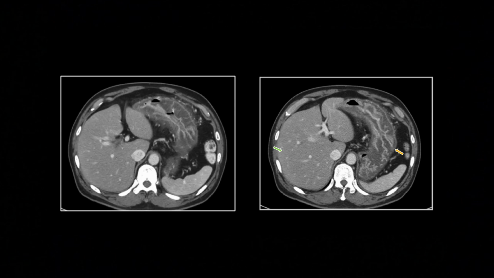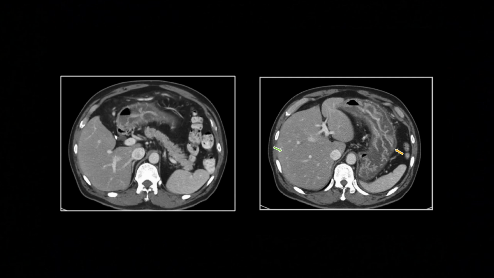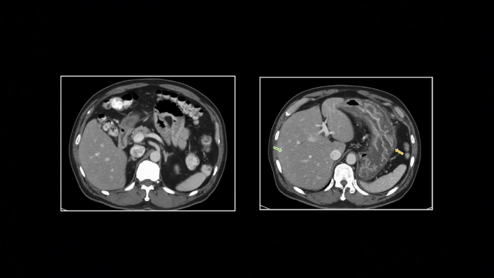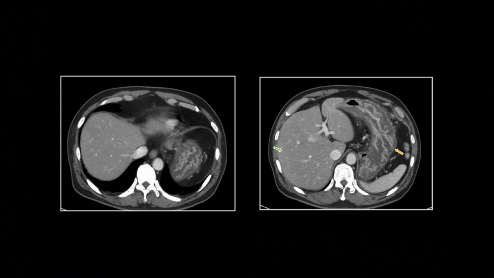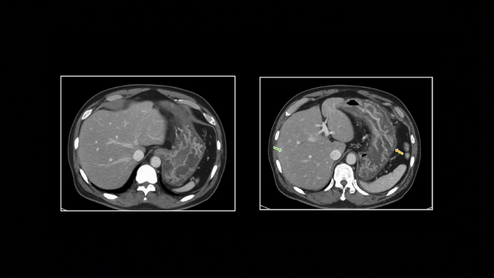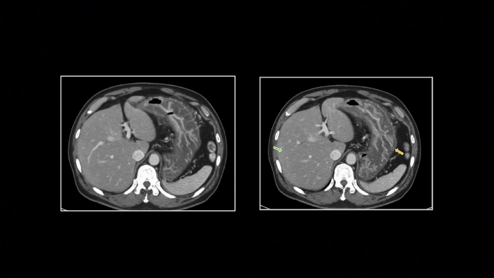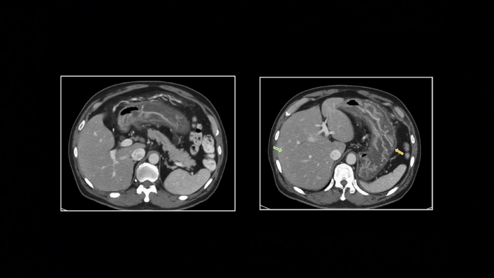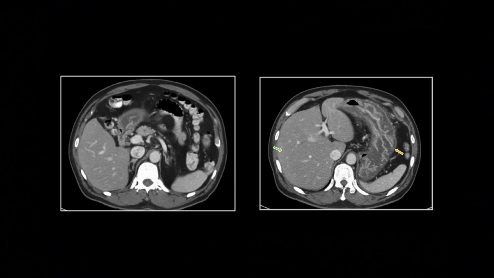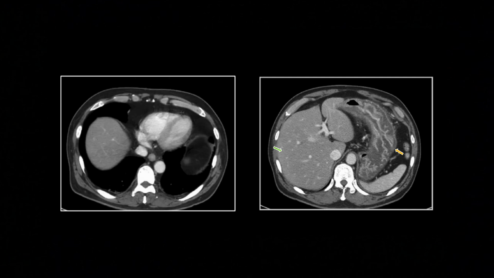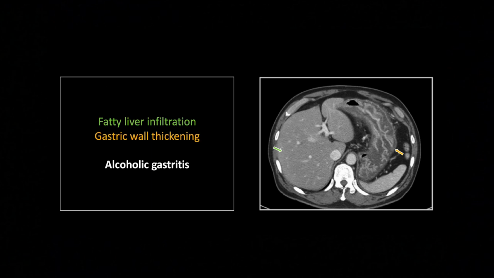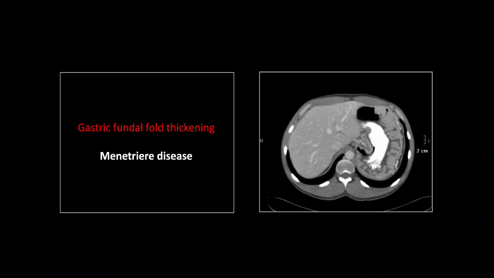clinical history on this. They said 7 shots of Jack Daniels in 1 hour. So this patient has essentially lit his gastric mucosa on fire, and you can see it's extremely hypodense, swollen, irritated throughout. So that is alcoholic gastritis, 7 shots of Jack Daniels in 1 hour. Don't do that.